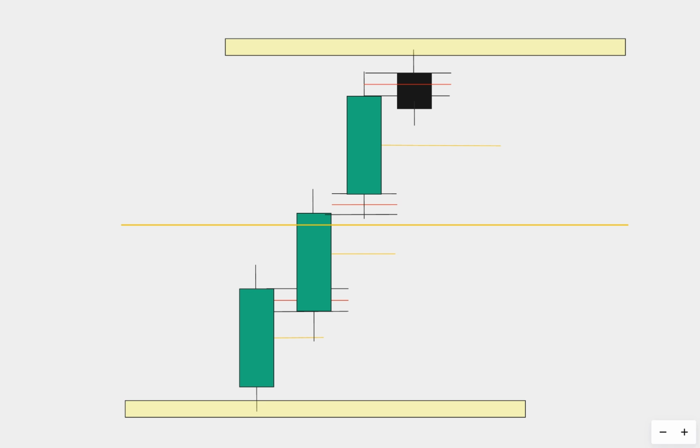Forget about fair value gaps or highs and lows. Okay, we are going to use only gaps in this video, and you will find that this is very accurate in real time and in your trading, and it's quite simple for me.